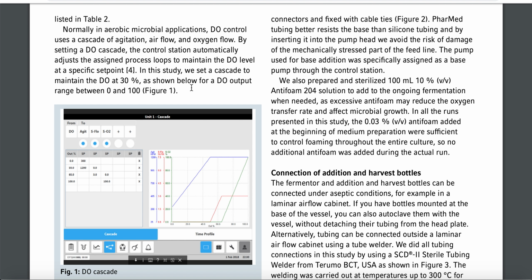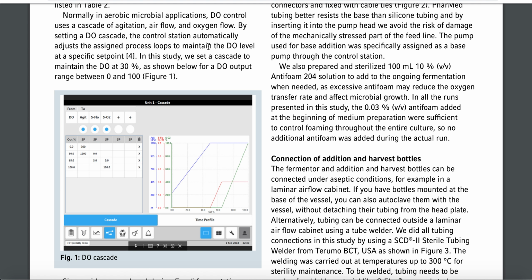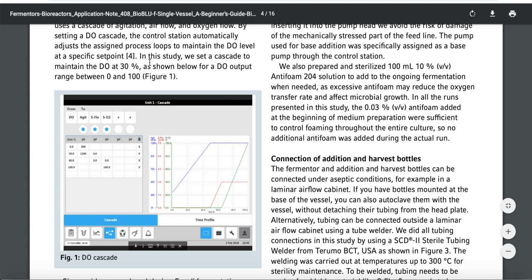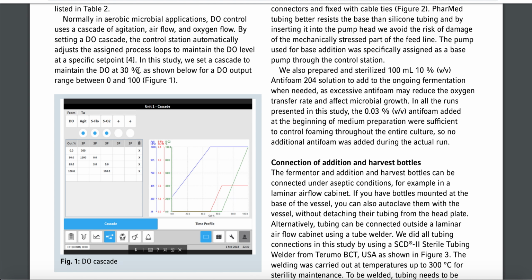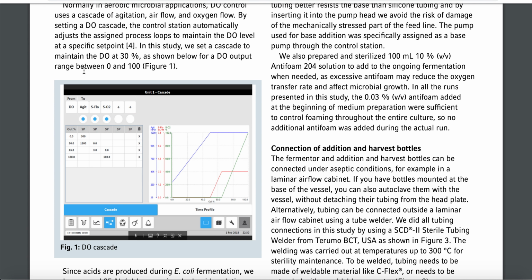By doing that, the controller station automatically adjusts the assigned process loops to maintain the DO level at a specific set point. In this study, we set a cascade to maintain the DO at 30%, as shown below, for a DO output range of 0 to 100.